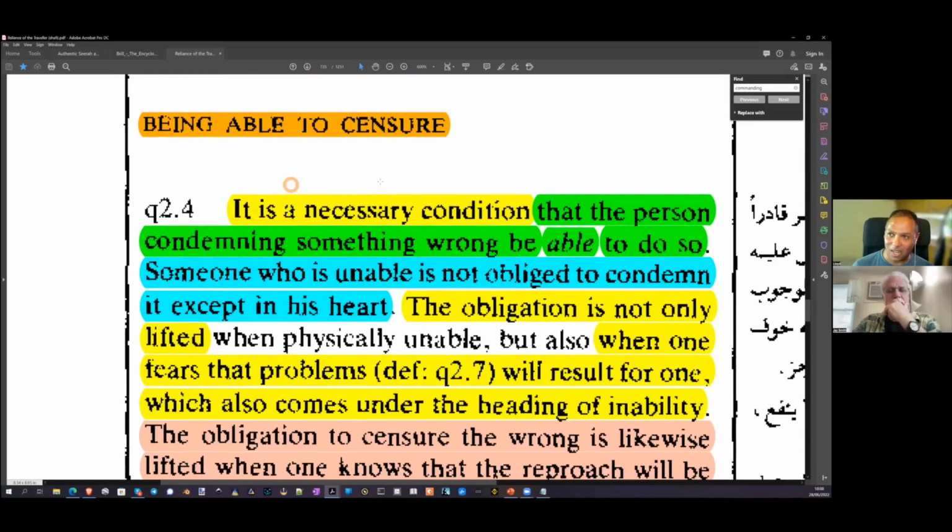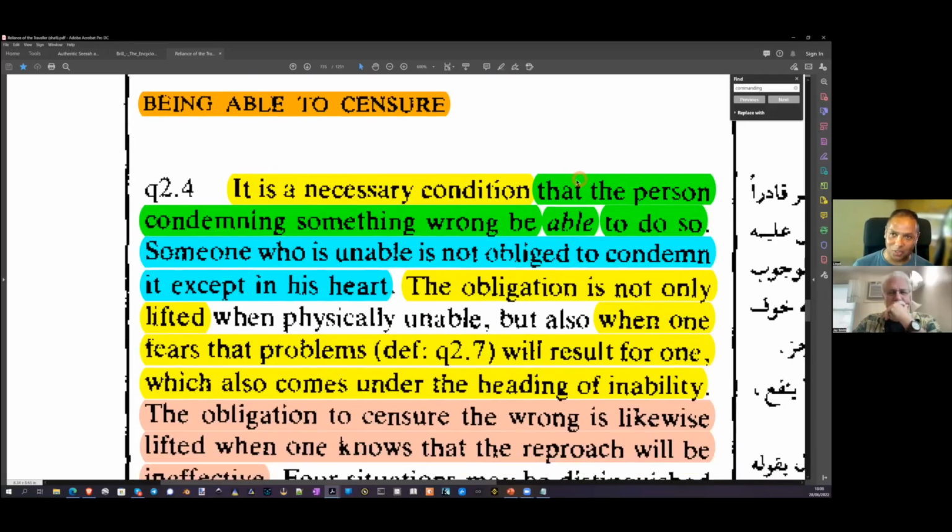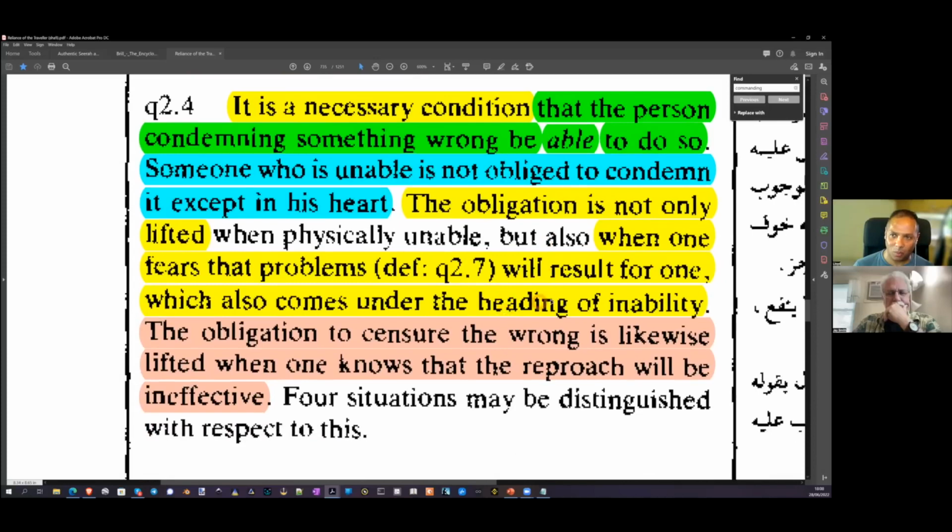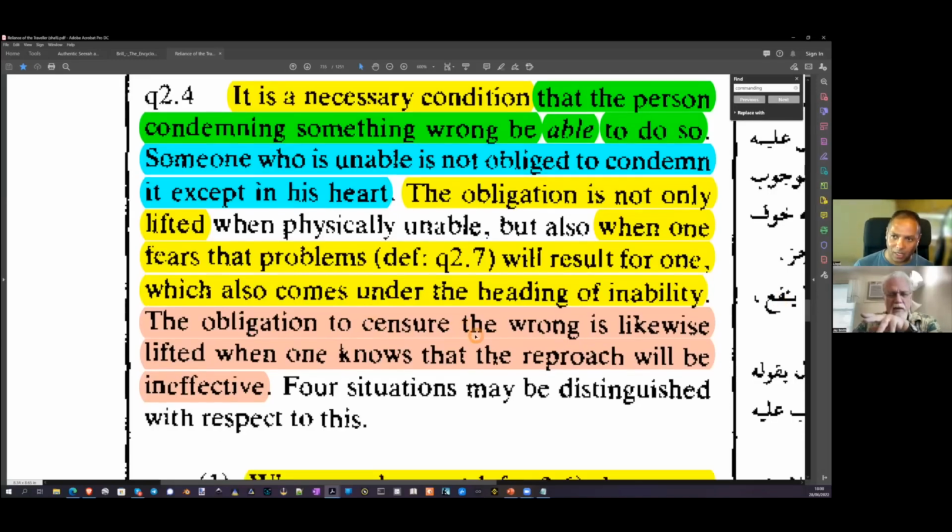No. Now, to be able to censure, it is a necessary condition that the person condemning something is able to do so. Someone who is unable to is not obliged to condemn it except in his heart. The obligation is not only lifted when physically unable, but also when one fears that problems will result for one, which also comes under the heading of inability. Muslims will say, well, if this rule was true, all Muslims would be doing it and everyone would be dead and everything would be broken. No, there are rules. There are rules. That azima, a small minority, etc., and then there are rules for how you go about this when you abstain from it.